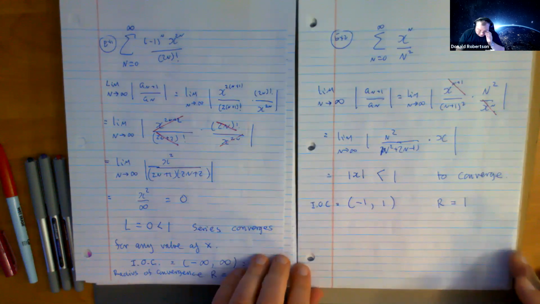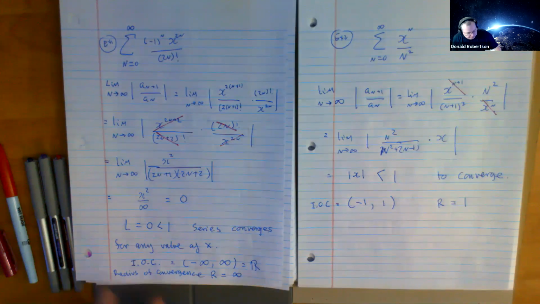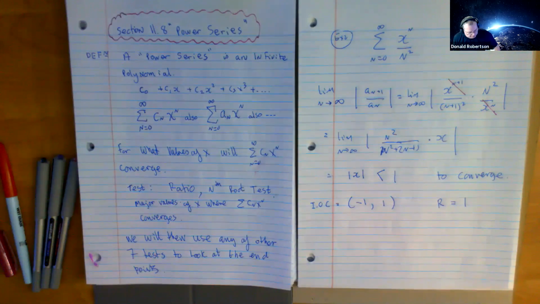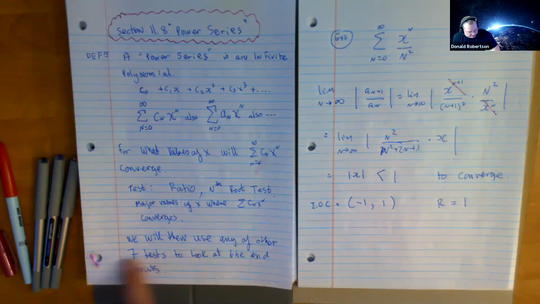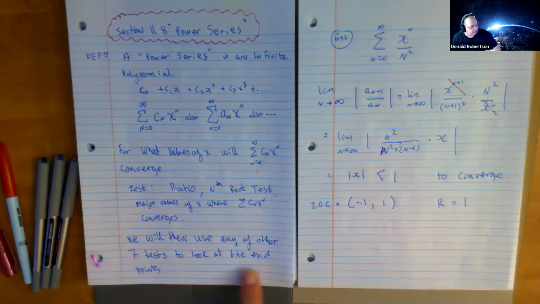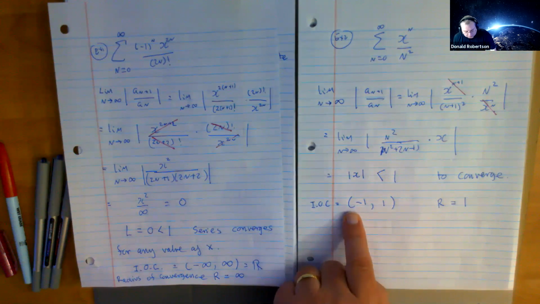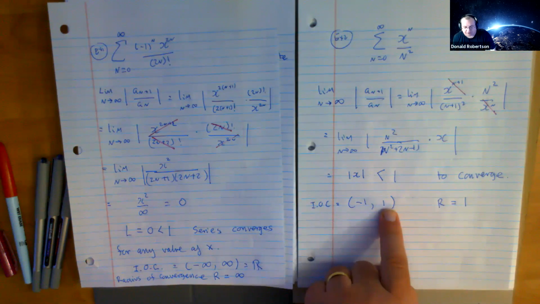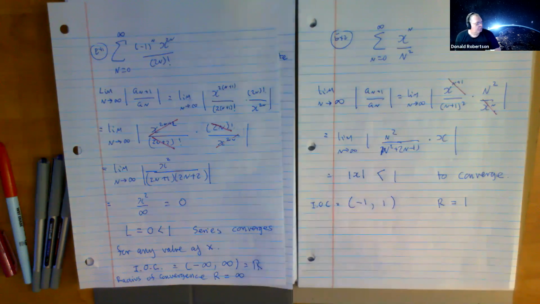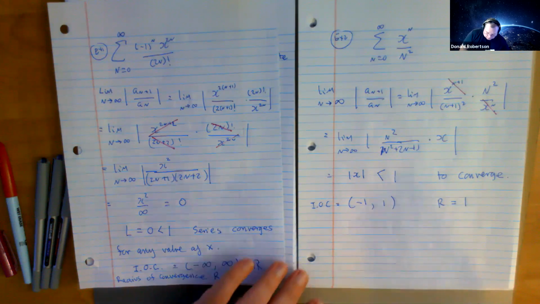And you might think, well, that's the end of it. No. We will then use any of the other 7 tests to look at endpoints. Because there are 2 places that we haven't checked yet. Because at these 2 places, won't the limit be 1? And when the limit is equal to 1, we don't know if it converges or not. That means we've got to figure it out ourselves. So now we've got 2 jobs to do.